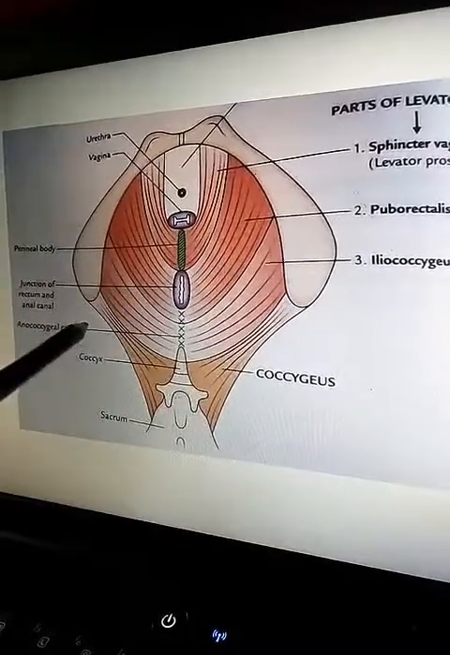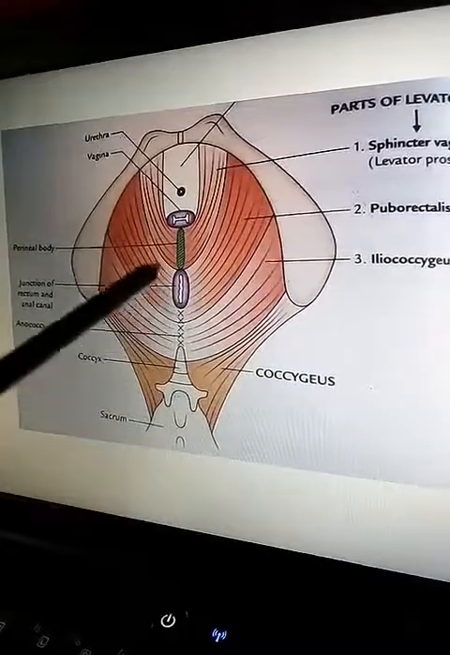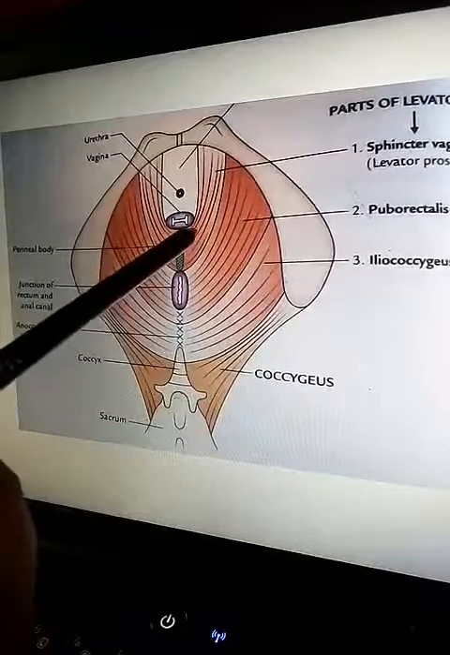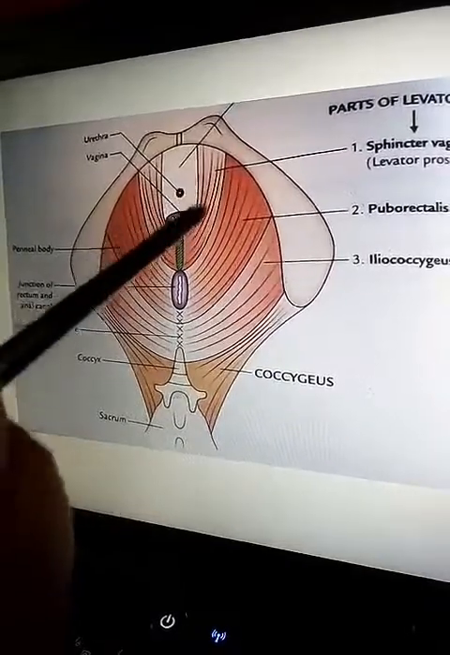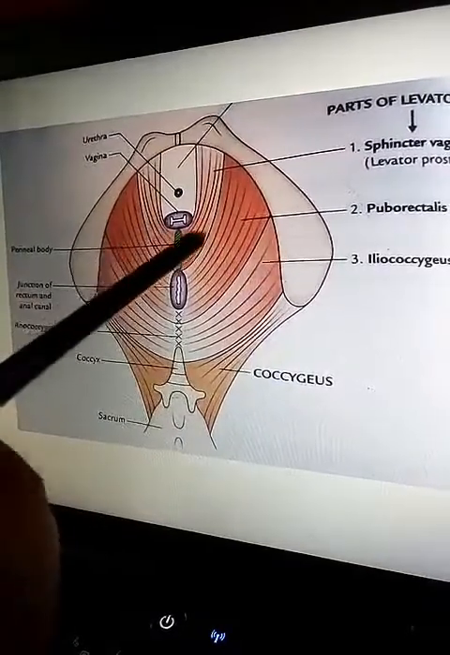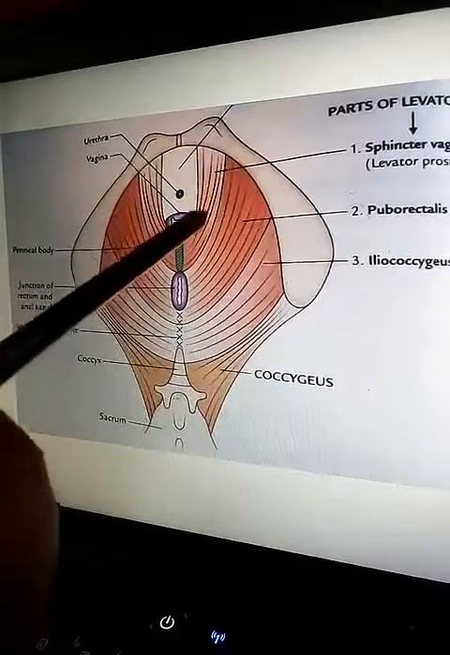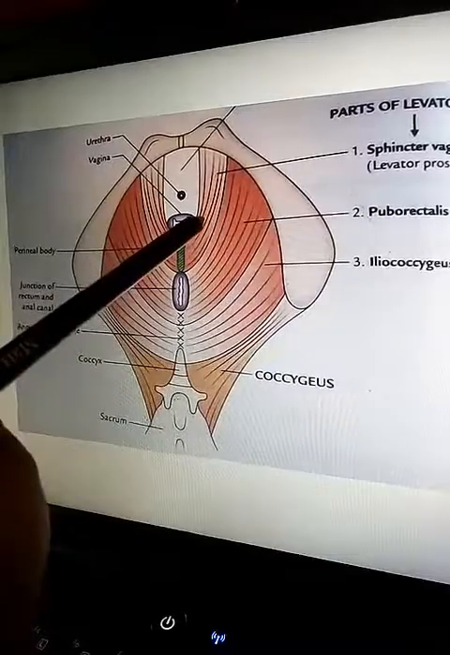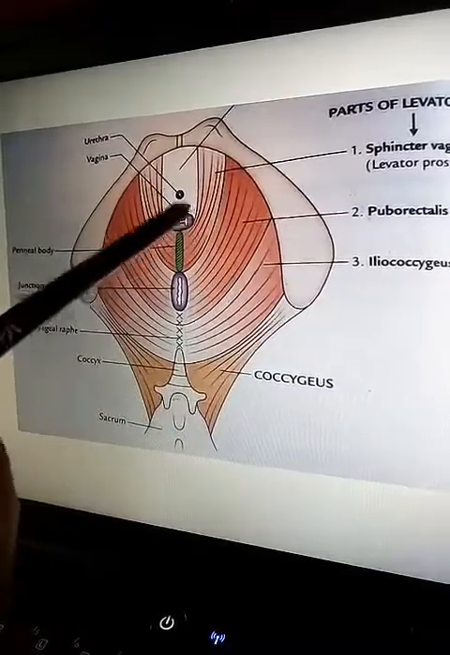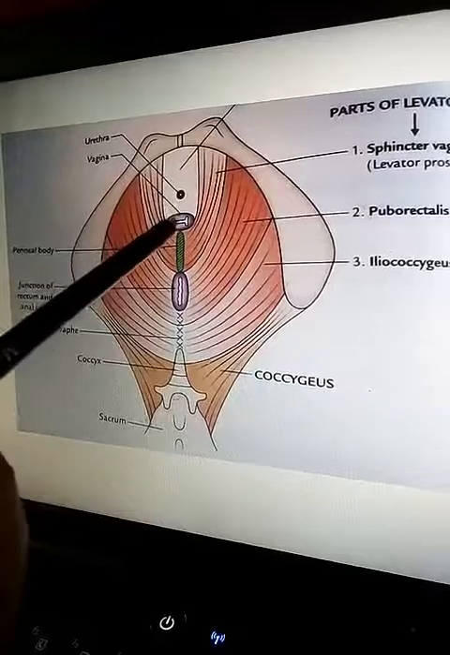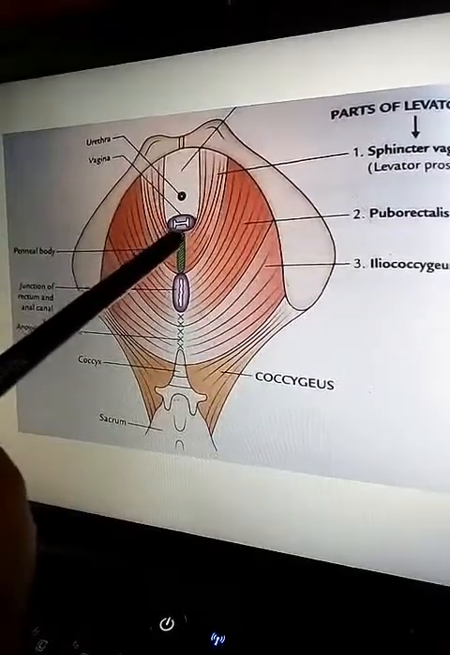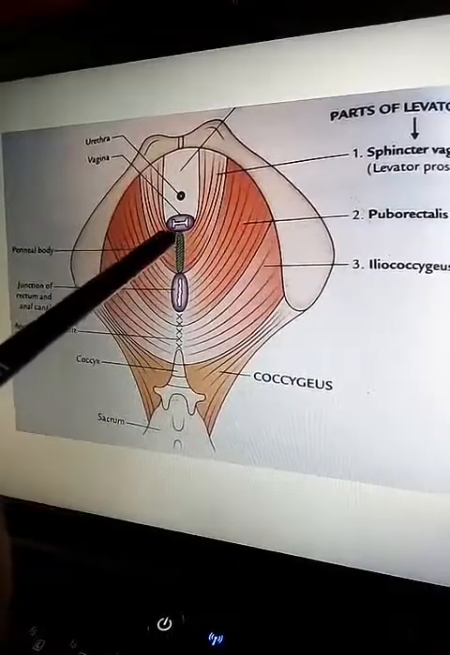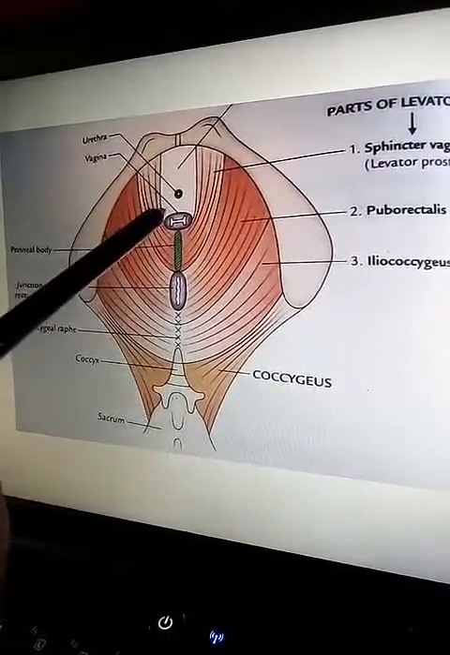The openings of the pelvic diaphragm are the hiatus urogenitalis. It is a triangular gap between the anterior fibers of the two levator ani muscles, that is the anterior fibers of the sphincter vaginae or levator prostatae. It transmits the urethra in the male and urethra and vagina in female. The hiatus urogenitalis is closed from below by the urogenital diaphragm.